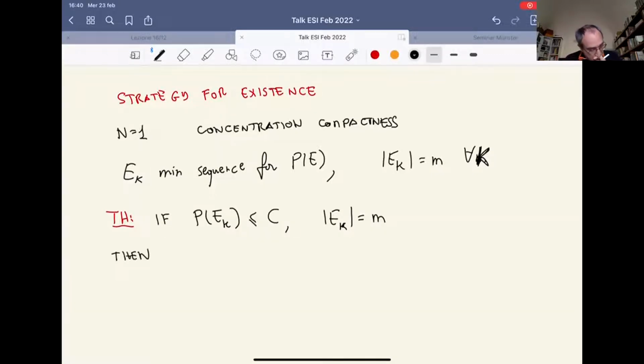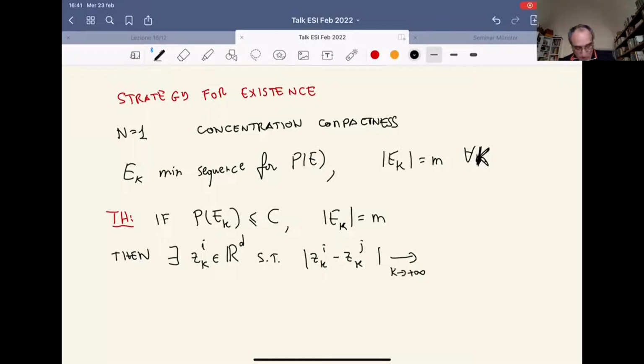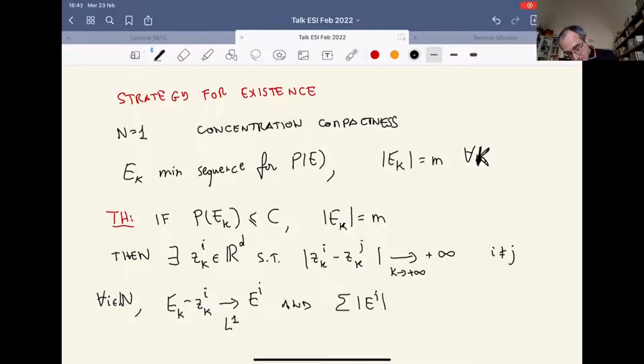There exist translations, so z_k^i in R^d, these are translations of your set, such that the family of translations are independent, |z_k^i - z_k^j| goes to plus infinity as k goes to plus infinity, if i is different from j, and E_k, your set translated with my set of translations, will converge in L^1 to a limit set E_i, for each i, here i is in N. And the sum of your parts is equal to m.